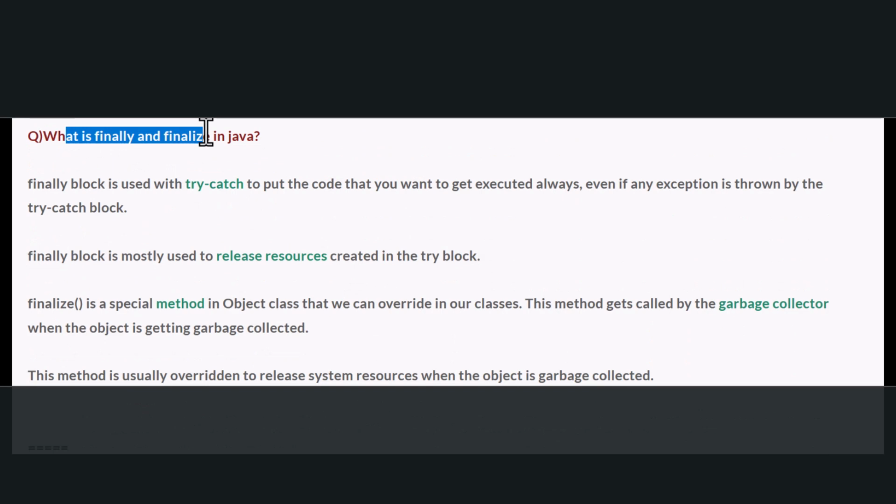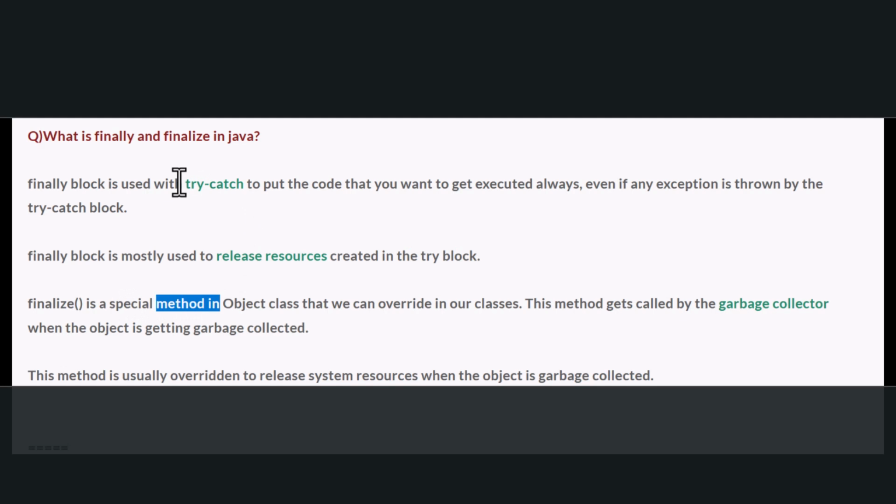What is finally and finalize? The finally block is used with try catch to put the code that you want to be executed always, even if any exception is thrown by the try catch block. The finally block is mostly used to release resources created in the try block, whereas finalize is a special method.